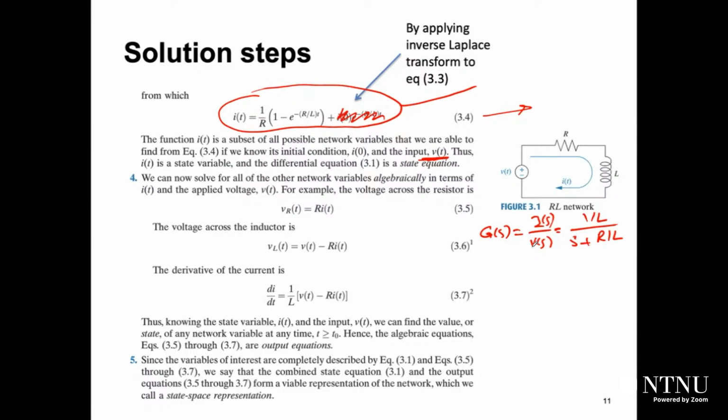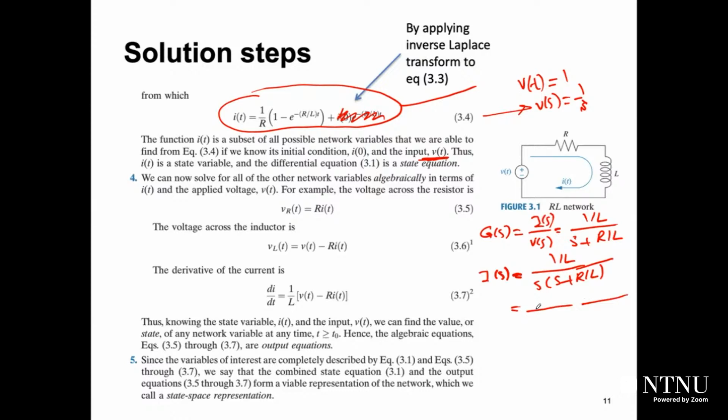So what is V of s? First, we need to see what V of s is. So assume that V of t is 1 volt, for example, right? So in this case, V of s will be 1 divided by s. So cross multiply, so I of s will be 1 divided by L, divided by s multiplied by s plus R divided by L. To solve this one, we need to use partial fraction expansion.